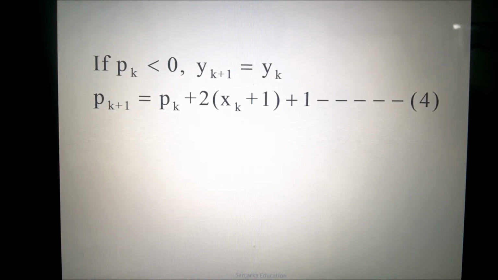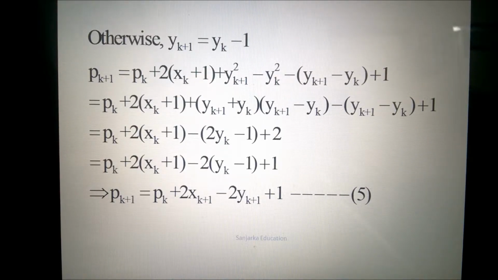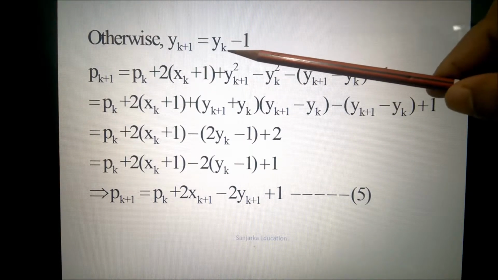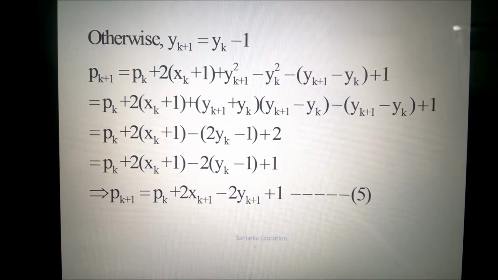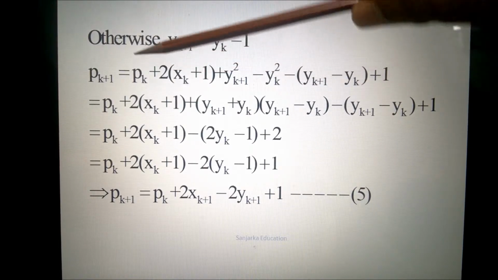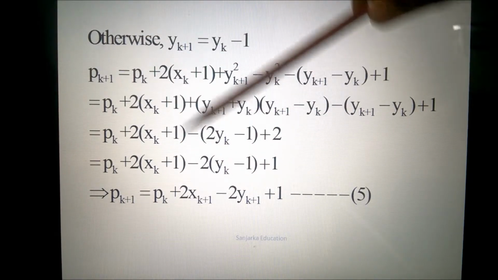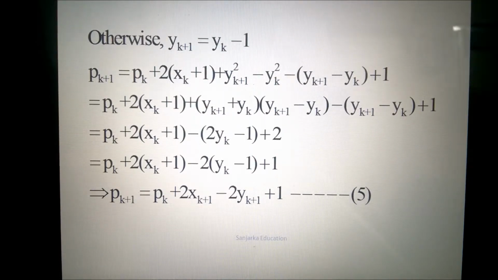Otherwise, if the pk is not less than 0, then yk plus 1 will be equal to yk minus 1. That means it will be decremented. In that case, the next decision parameter will be, I have shown its derivations, and then pk plus 1 will be expressed by this equation.